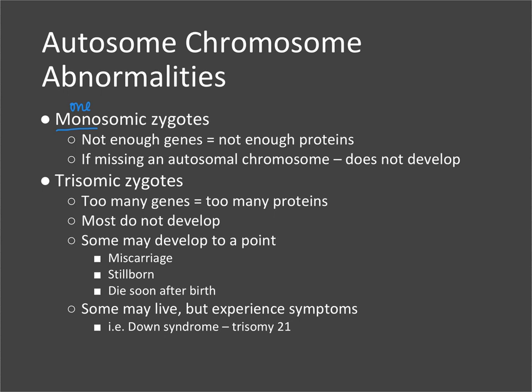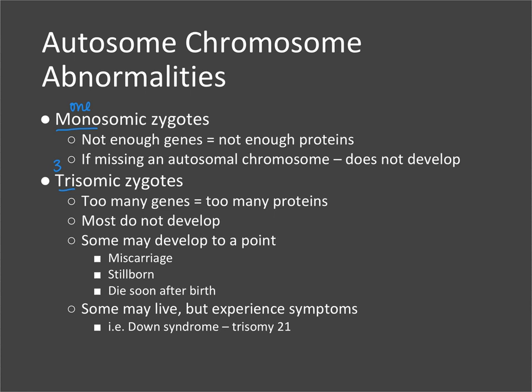Now, a trisomic zygote, this is a situation where an individual gets 3 copies of one of the chromosomes. And this can also cause problems. Too many genes might mean that too many proteins are being produced, which can cause problems with development of the individual. So most trisomic zygotes, just like the monosomic zygotes, do not develop because the information that's necessary is not correct, and so it just doesn't lead to proper development.